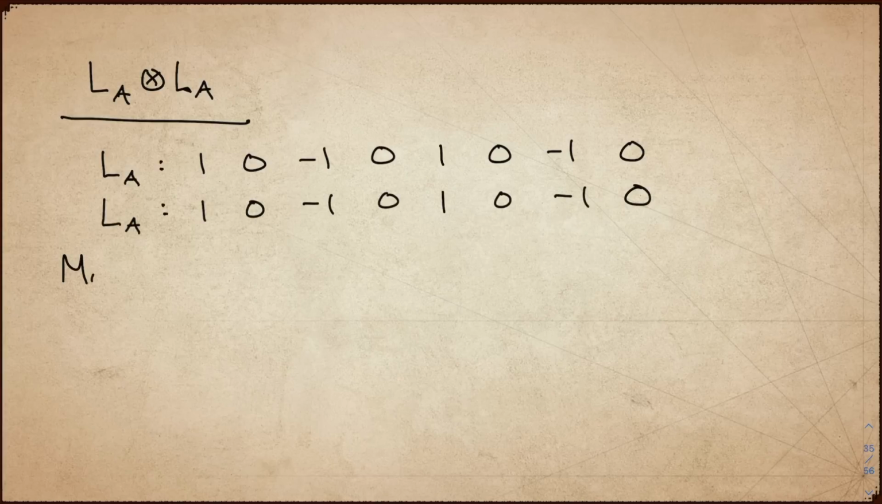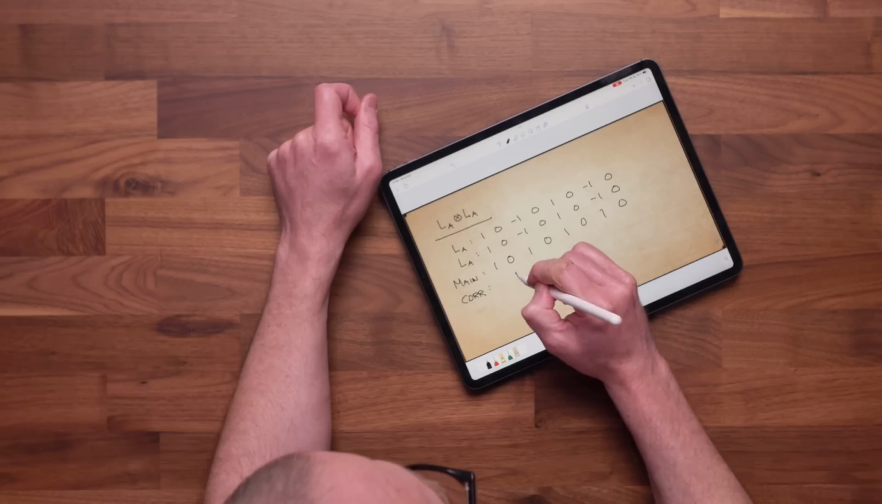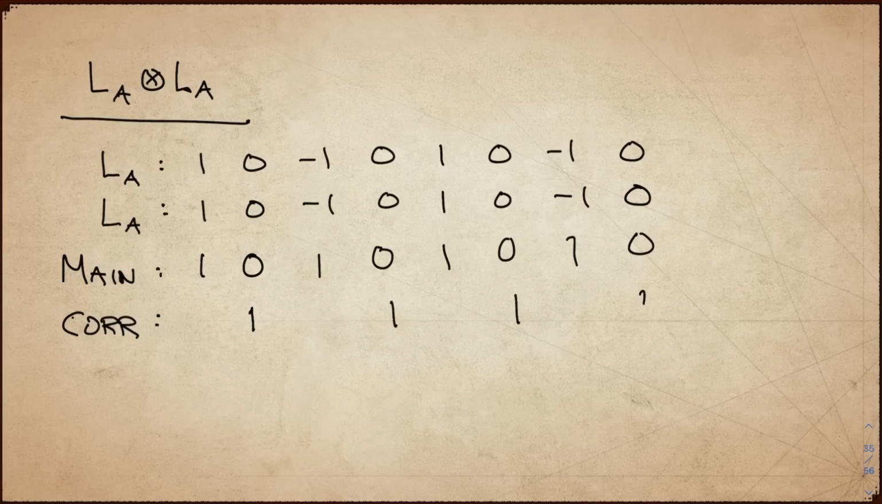The main step in this case is quite easy. I simply take 1 times 1, that's 1, 0 times 0, that's 0, minus 1 times minus 1, that's 1, and so on. That was the main step. The correction step in this case is that all the even indexed numbers have to be changed from zeros to ones. The result is the Riemann zeta function. So LA times LA is LP.